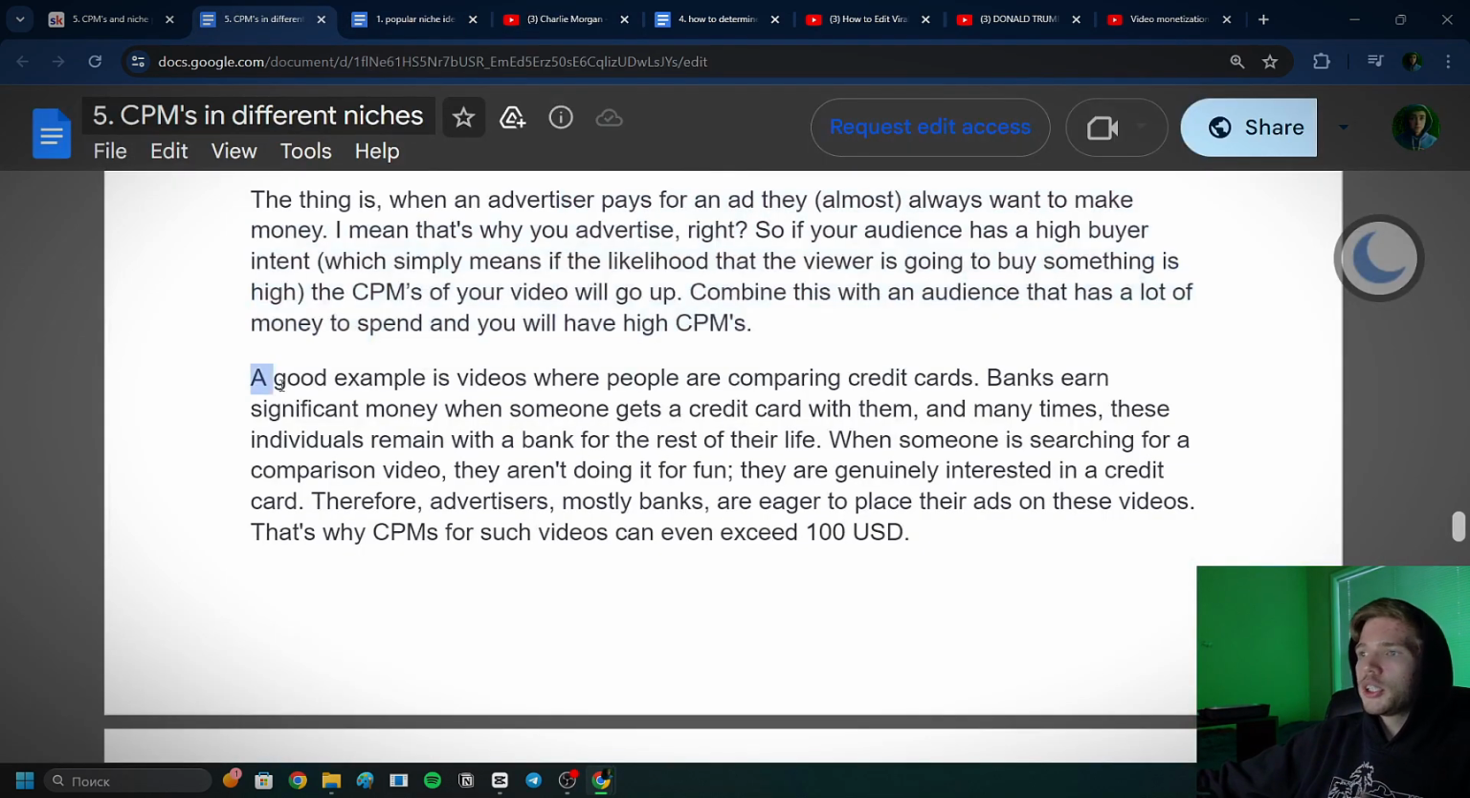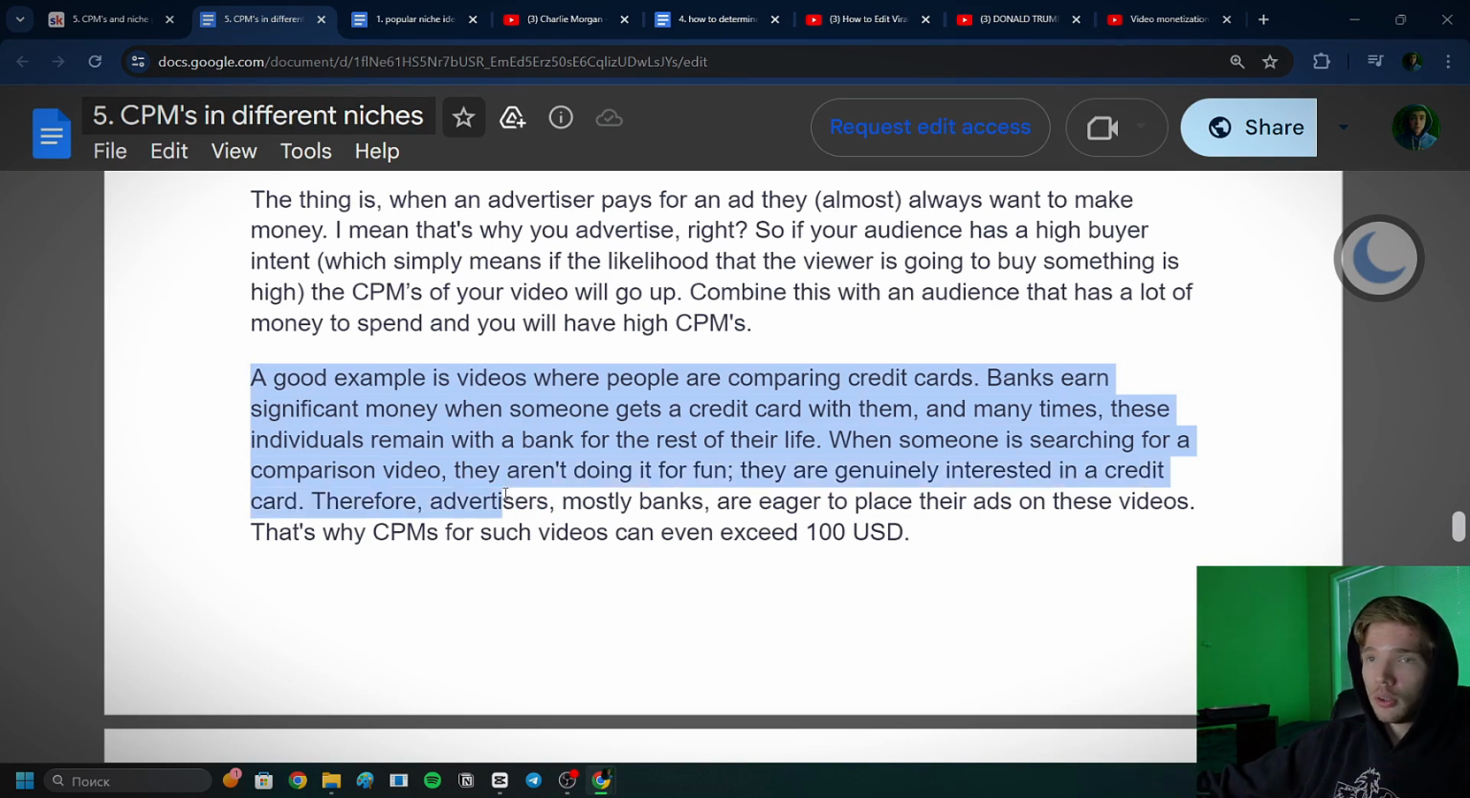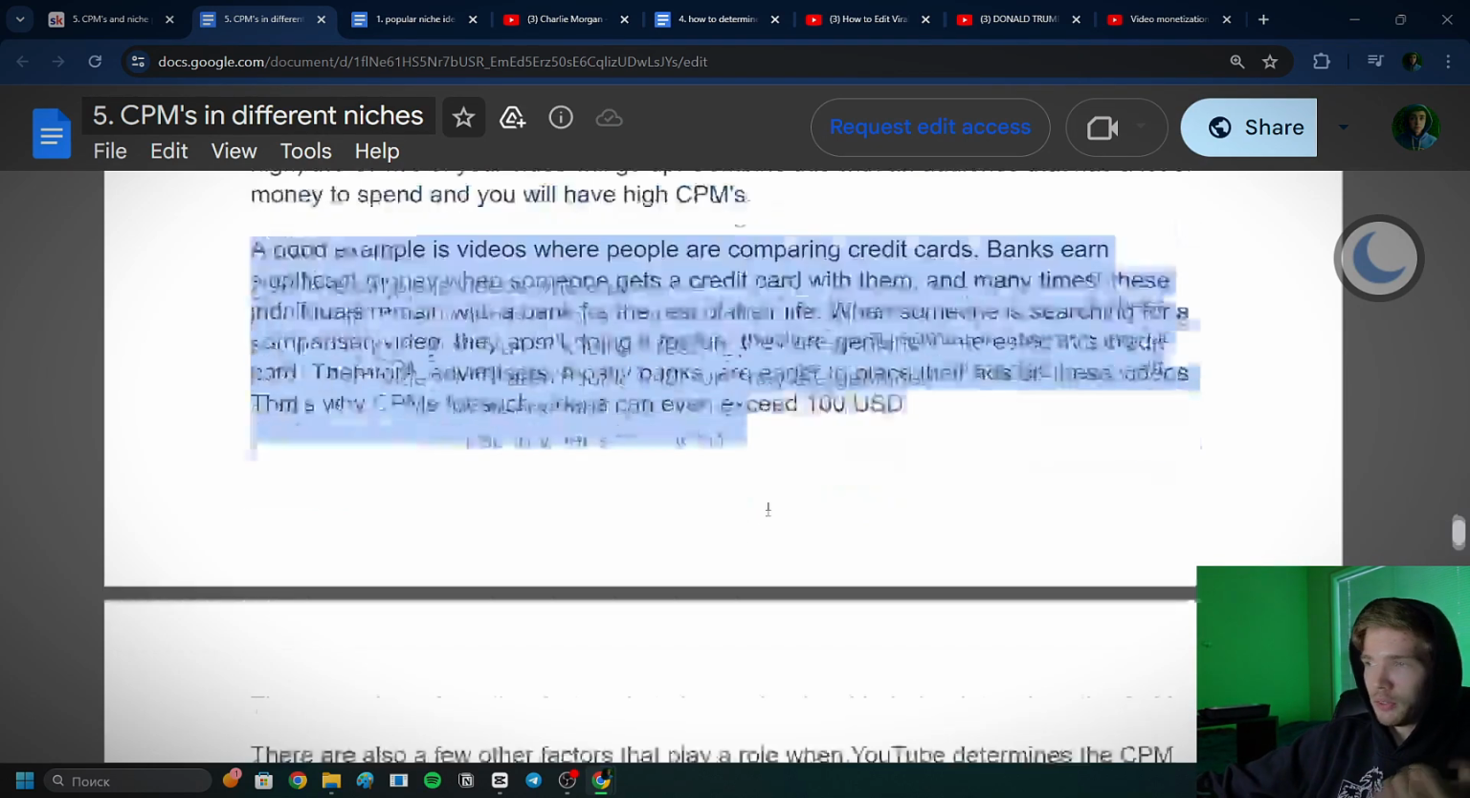Yeah, a good example is videos where people are comparing credit cards. For example, banks earn significant money when someone gets a credit card with them, and many times these individuals remain with a bank for the rest of their life. When someone is searching for a comparison video, they are not doing it for fun. They are genuinely interested in a credit card, right? You get my point, right? So therefore, advertisers, mostly banks, are eager to place their ads on these videos. That's why CPMs for such videos can exceed $100 per thousand views.